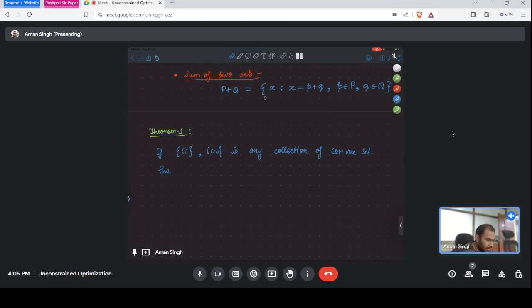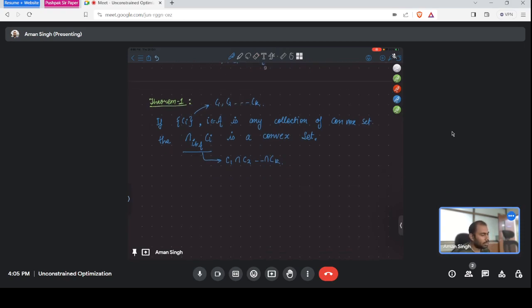Then their intersection. So basically this means C1, C2, Ck, and the intersection of all the Ci. I'm saying the intersection of all these sets is also a convex set. So if we write C1 intersection C2 up to Ck, this is what it means. So this is theorem one.